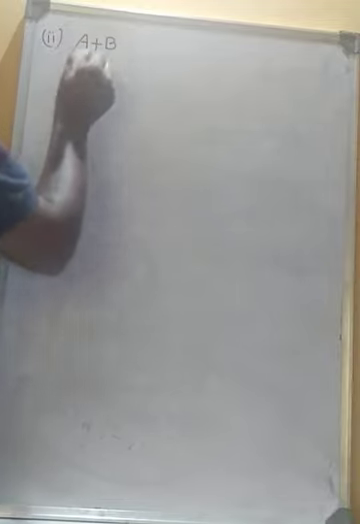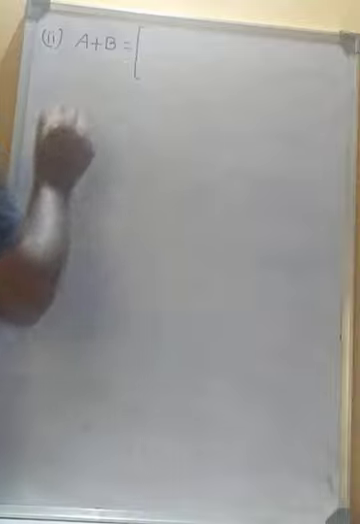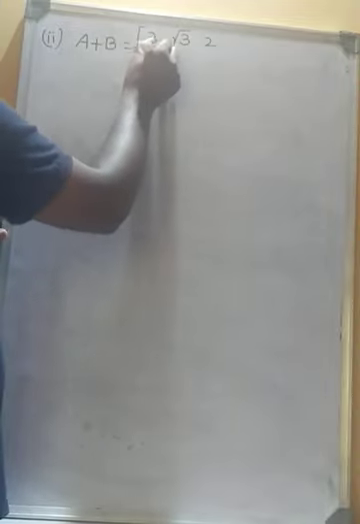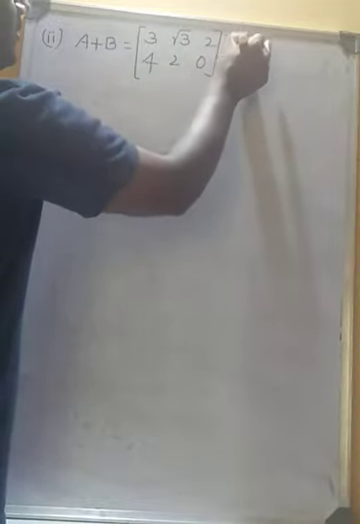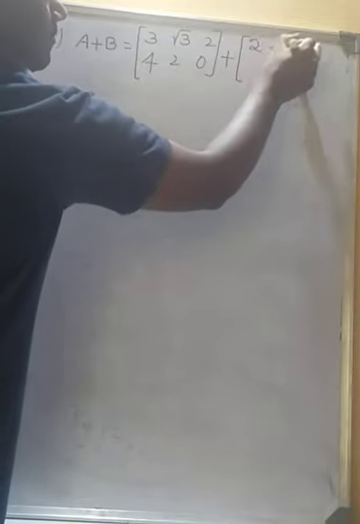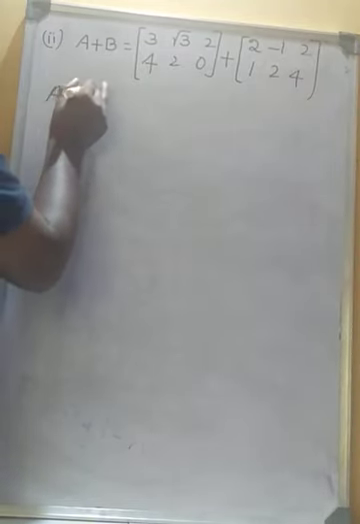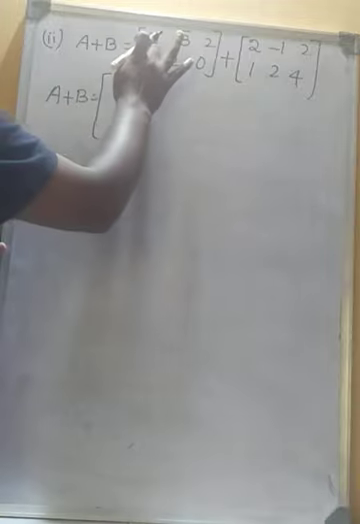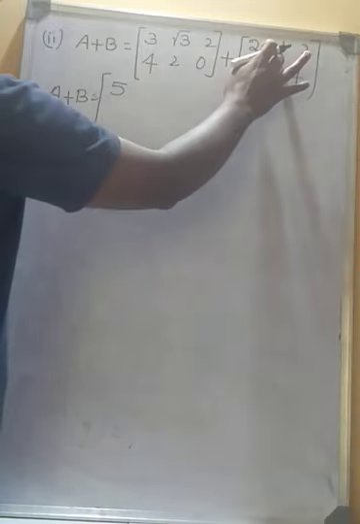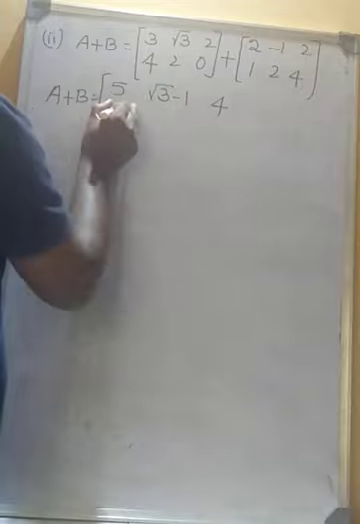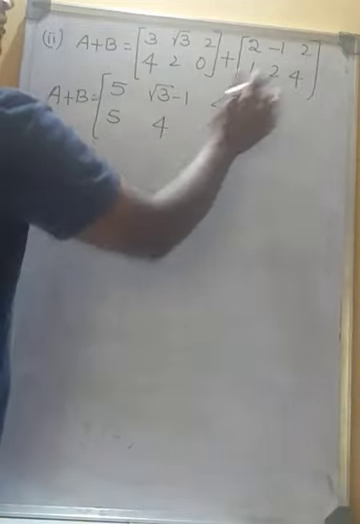The second one, A plus B whole dash is equal to A dash plus B dash. So first find A plus B. A matrix elements 3 root 3 2 4 2 0 plus matrix B elements 2 minus 1 2 1 2 4. A plus B is equal to adding corresponding elements: 3 plus 2, 5; root 3 minus 1; 2 plus 2, 4; 4 plus 1, 5; 2 plus 2, 4; 0 plus 4, 4.